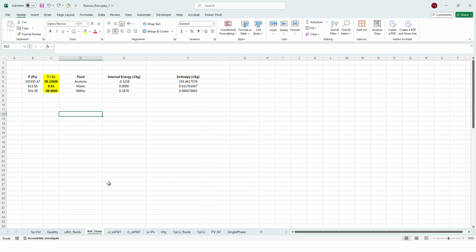Next, let's go to the reference state tab. Here you have different fluids, and they have an internal energy close to zero at these particular temperatures. For water it's close to 0.01. For R600A it's somewhere close to minus 96 C, and for acetone it seems to be close to its boiling point, which is 56 degrees C. All right, so those are examples of some reference points.